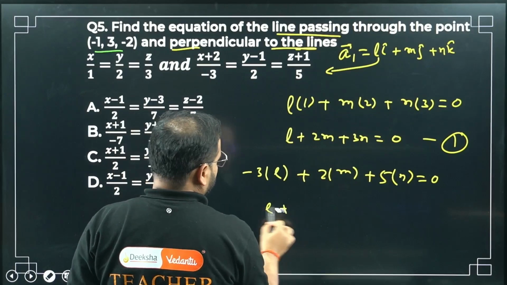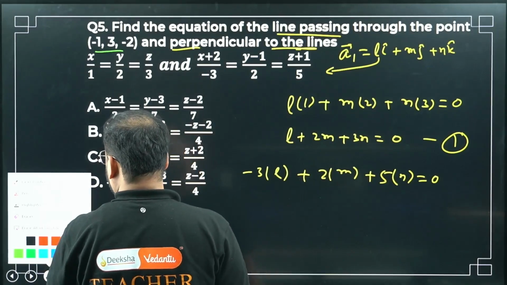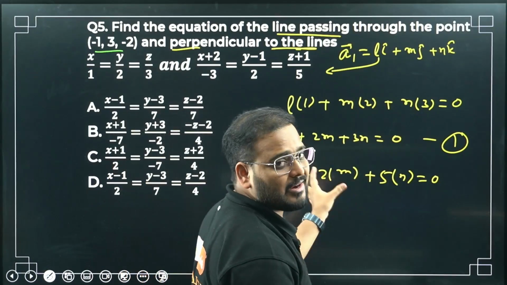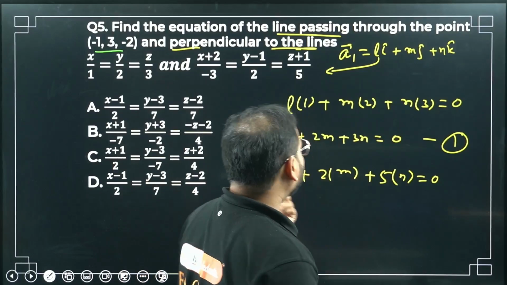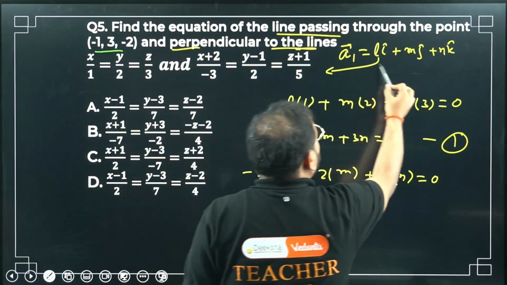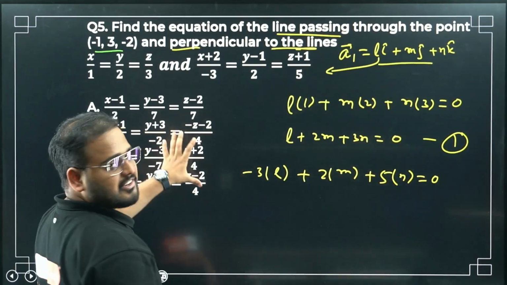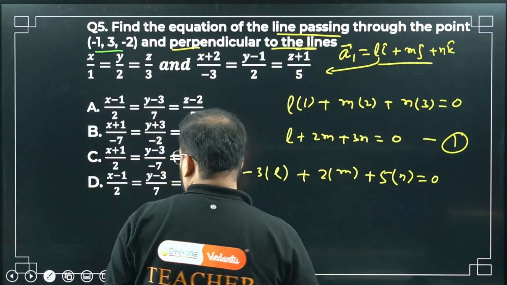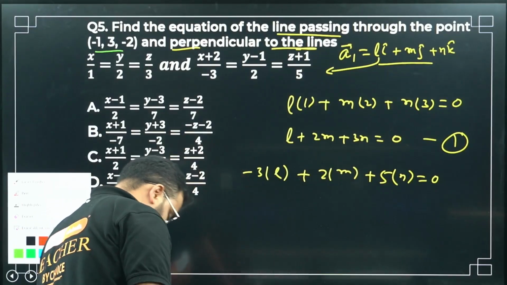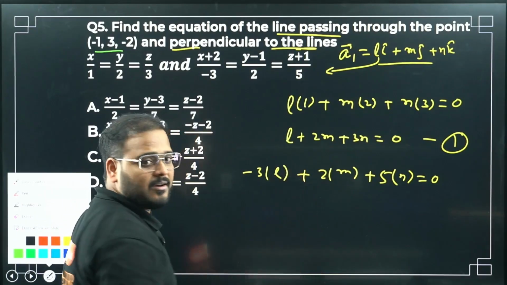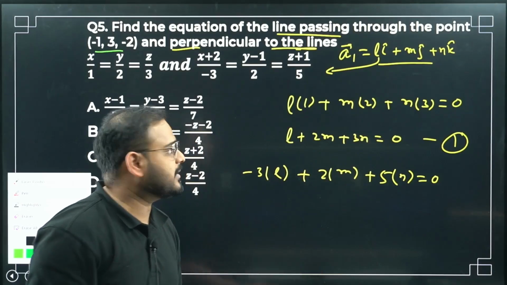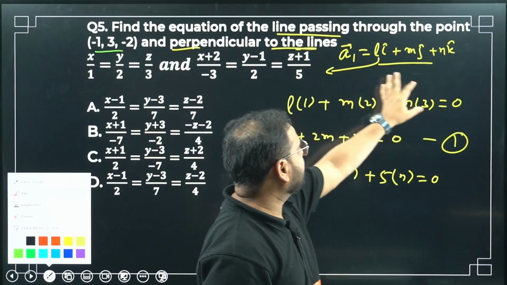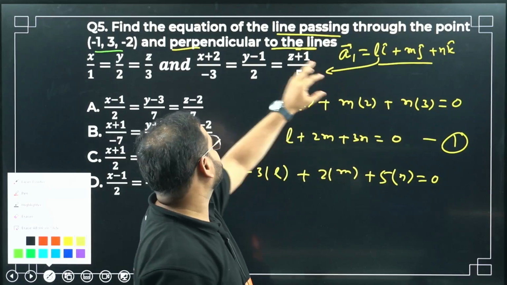Now please check a very interesting thing. How will you solve this? I have to find the value of L, M, N. Because if I know this L, M, N, I can directly write this equation in the Cartesian form. If I know the value of L, M, N, then I can directly write this equation using this form.